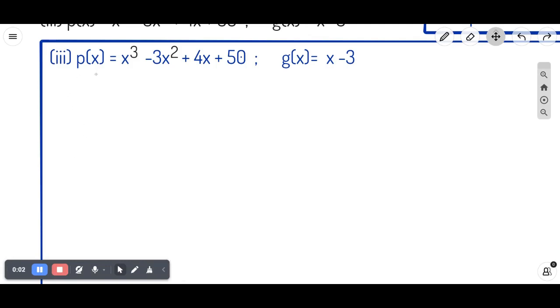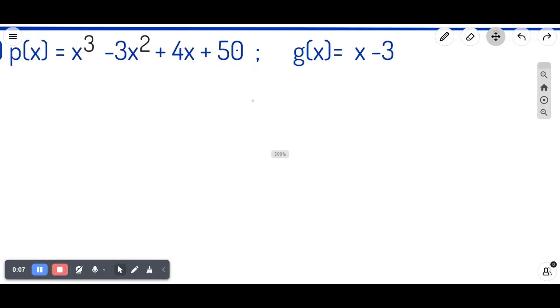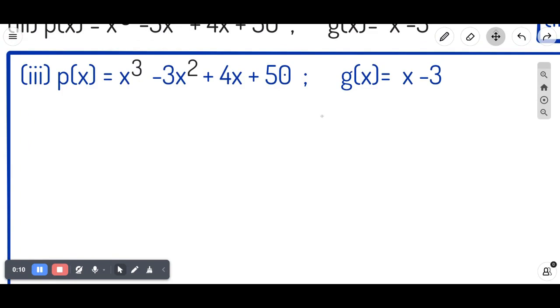Next question is, x cube minus 3x square plus 4x plus 50. So here we have to find, g of x is x minus 3, what is the remainder? So first of all, the first step will be, we have to equate the g of x to 0, which means x minus 3 is equal to 0, which modifies your x is equal to 3. Now what we have to do? Yes. Put here p of 3 and find the remainder.